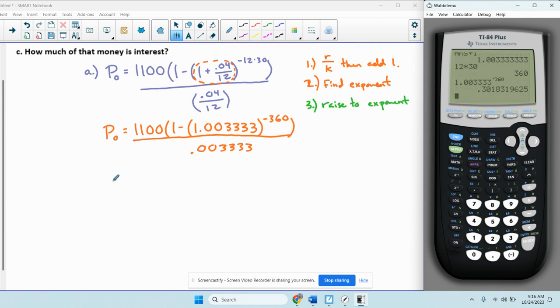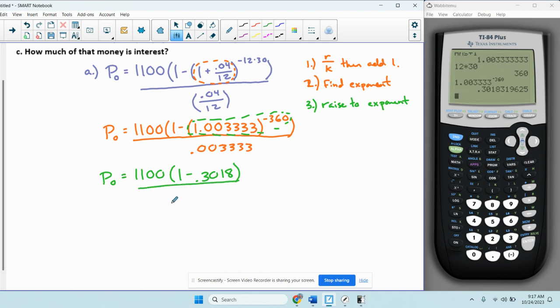So this is P sub 0 equals 1100 times 1 minus, and then that's going to be this number. This whole thing here is 0.3018 over 0.003333. So I'll do 1 minus this.